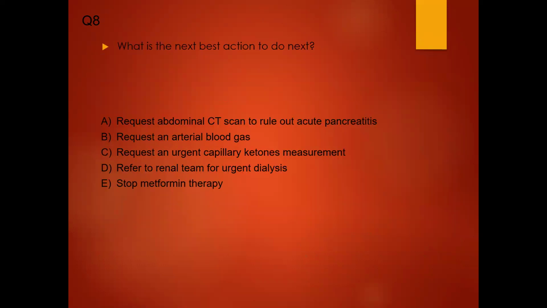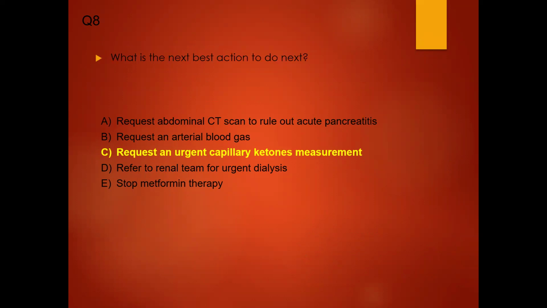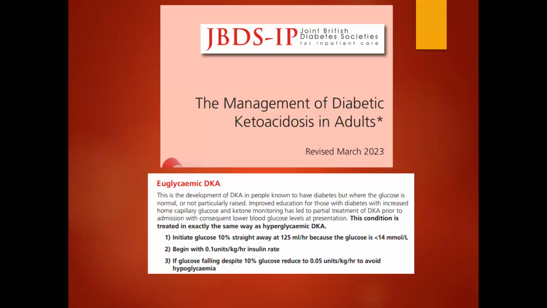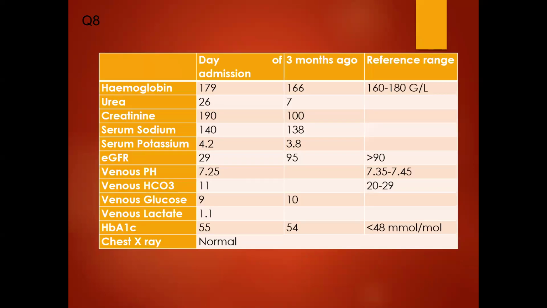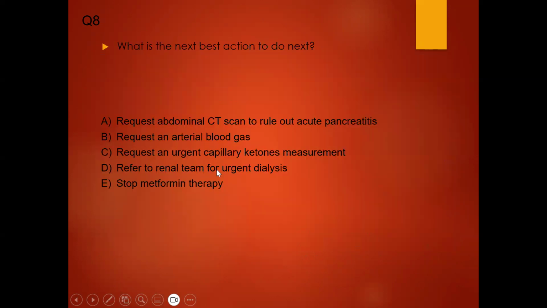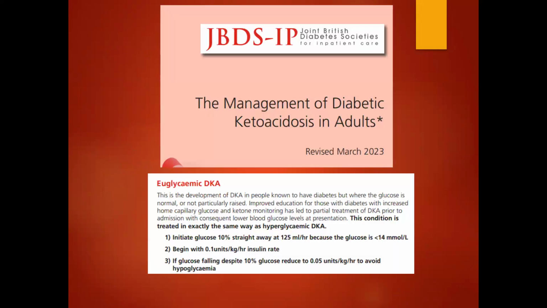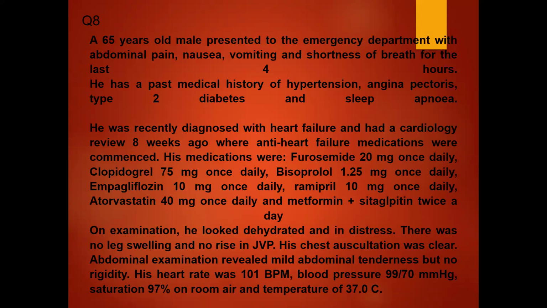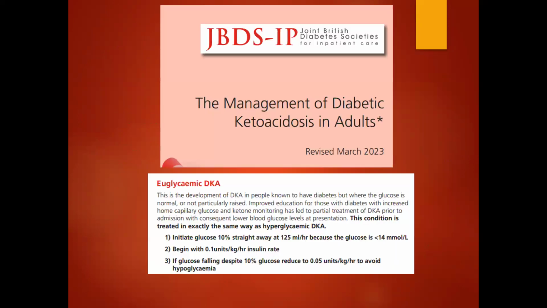Look at the medication the patient is on, lab pattern, and the next best action to do is to request an urgent capillary ketone measurement. Why? Because this patient has developed DKA. This is classically euglycemic DKA, as you can see, because his venous glucose was 9. Clearly, the patient was acidotic. The only thing we needed to check was the ketones, and that's why the correct answer was requesting an urgent capillary ketone measurement. This patient was on an SGLT2 inhibitor, empagliflozin, which had precipitated the euglycemic DKA in this patient.